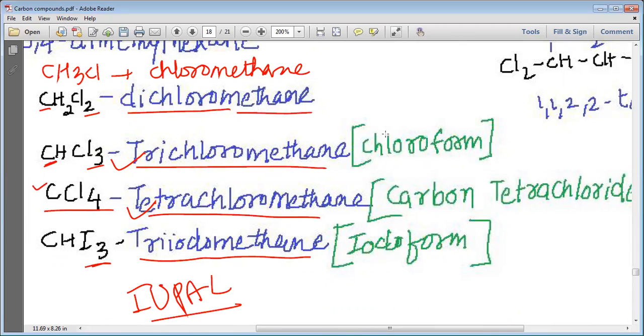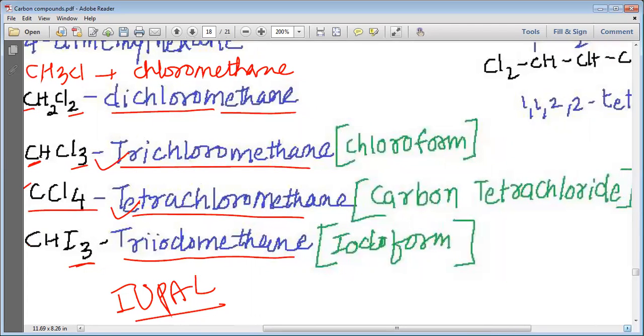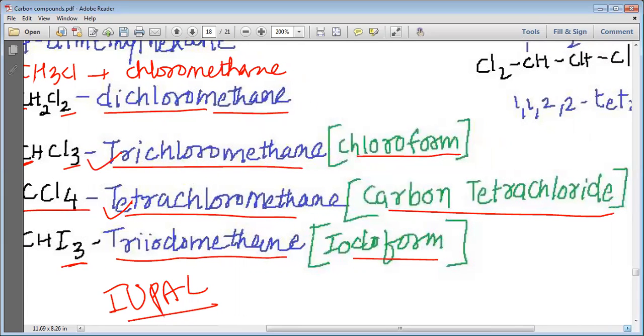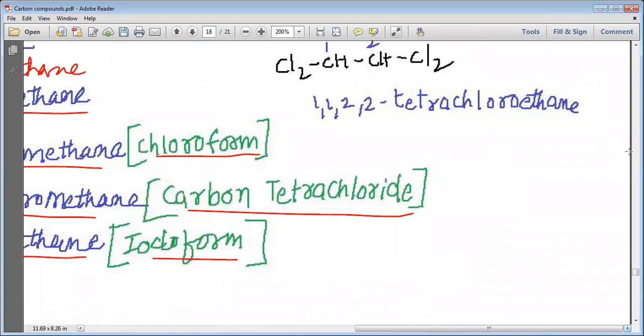But apart from that, they have got the general names also. So please learn this general name, my dear students. This CHCl3 is also known as chloroform. Same way, CHI3 is known as iodoform, and CCl4 is known as carbon tetrachloride. Please learn these names and learn this idea of understanding this compound.